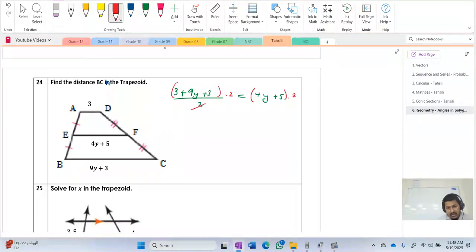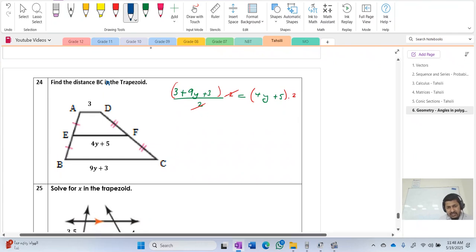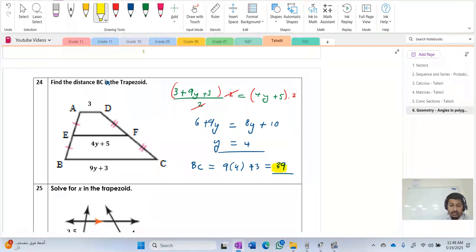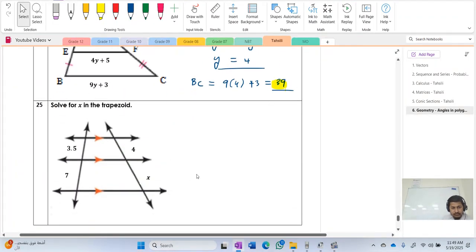Solve for x. Oh, that's great, because this is our last and final question. Solve for x in the trapezoid. We can use this proportion theory here. We can say 7 over 3.5 is equal to x over 4. We can cross multiply, say 3.5x is equal to 4 times 7, which is 28.